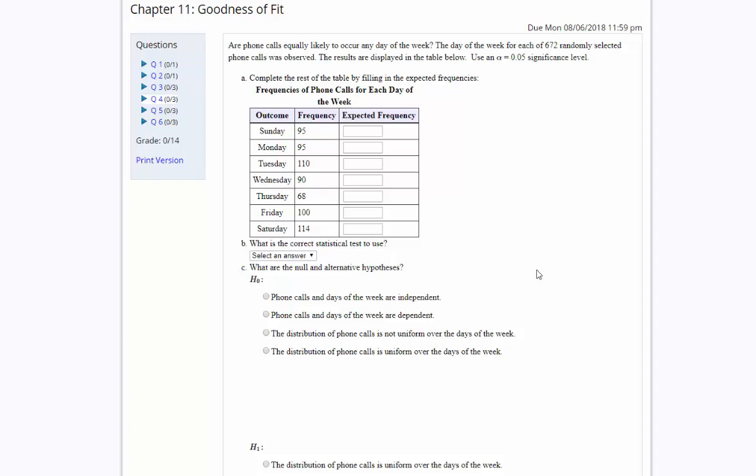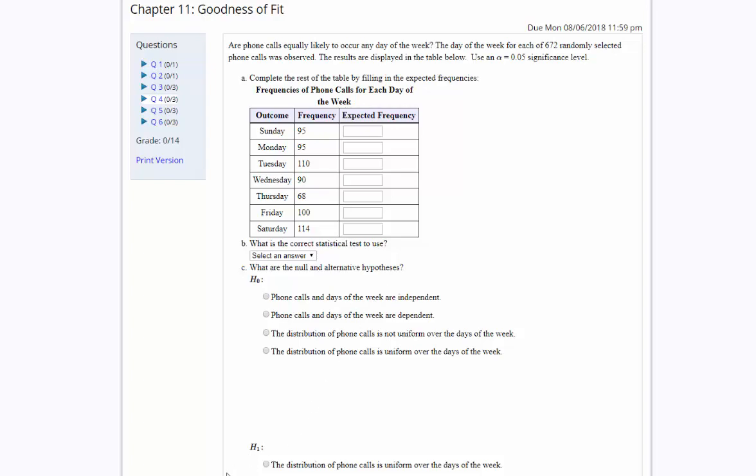Okay, so let's go ahead and fill out all of these parts. And as I go, I'm going to also pretend that I'm submitting this by hand. So if this is a paper pencil assignment, how would I do it? A phone call is equally likely to occur any day of the week. We want to see if that is the case.